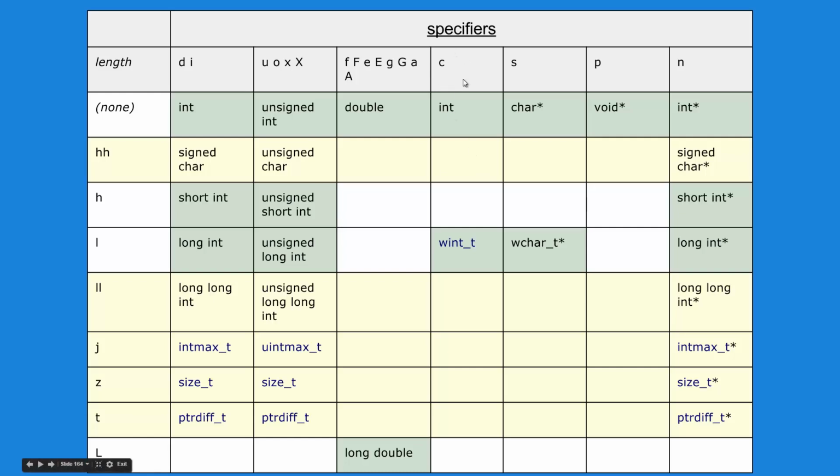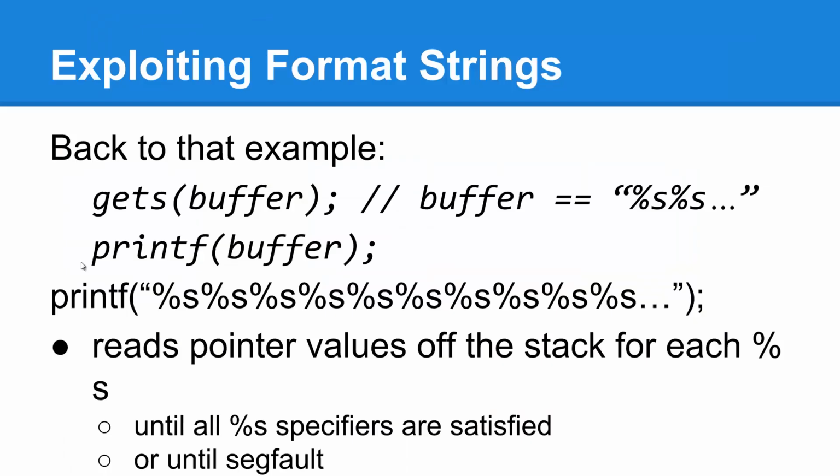C is for character, S is for character array, otherwise strings, P is for pointers, and N is for the number of bytes written so far to output, which is a very interesting and useful one for exploitation, as well as %P. Now let's cover how these format string functions are exploited when vulnerable.